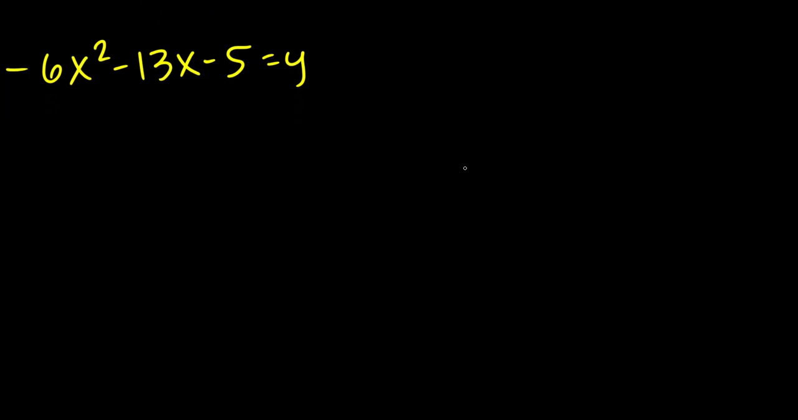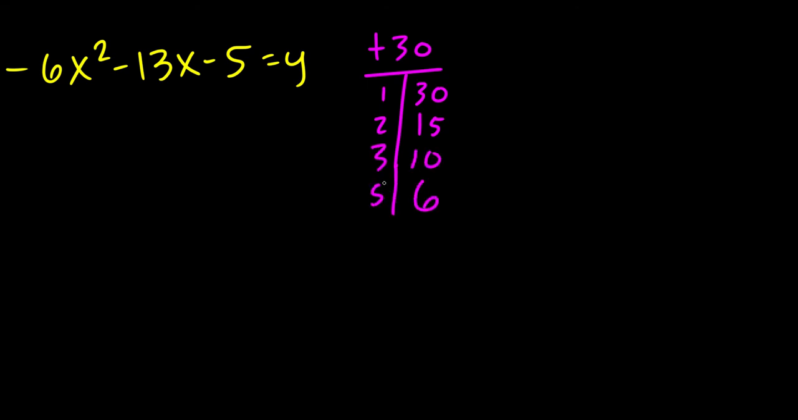Okay, let's try this one. So these are all not divisible by the same number. So we do -6 times -5. That's going to be positive 30. We already saw that, so I'll just go quick through this. Okay, we want them to add up to -13. So this works, and then 15, let's see, -15 plus 2 would also work.